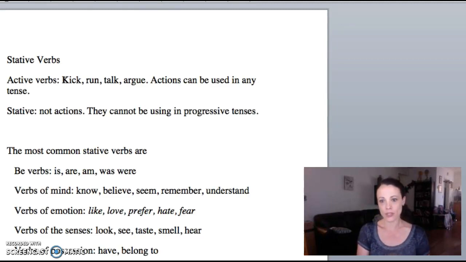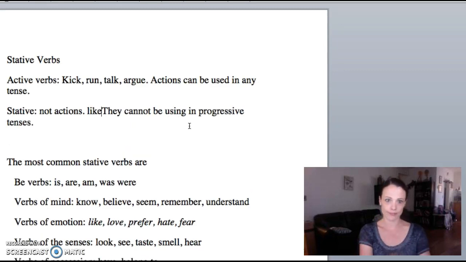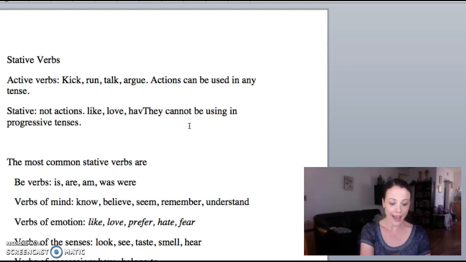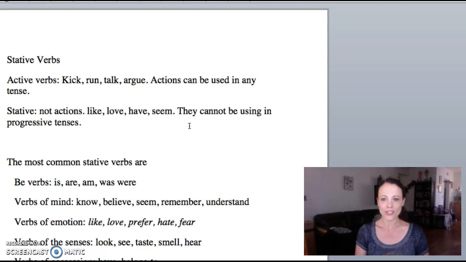But stative verbs really aren't actions. These are words like love, things like have, seem. When you say something like, I like you, or you seem sad, there's no real action happening. You're not seeming. There's nothing that you're doing. So these are not considered actions. So we call them states or stative verbs.